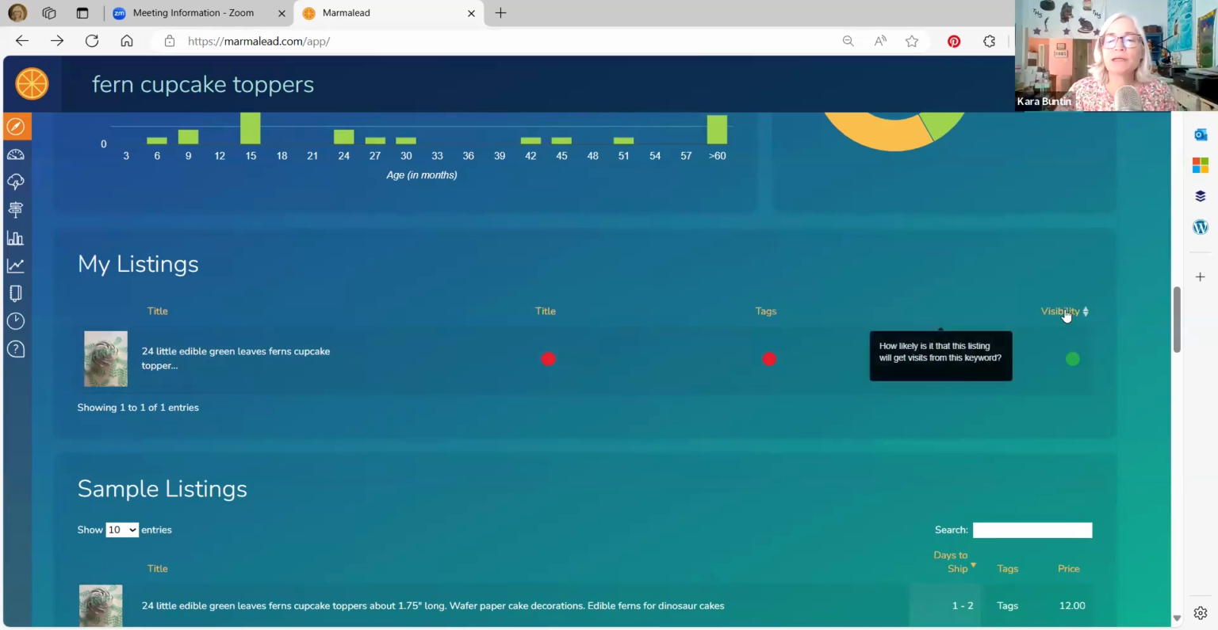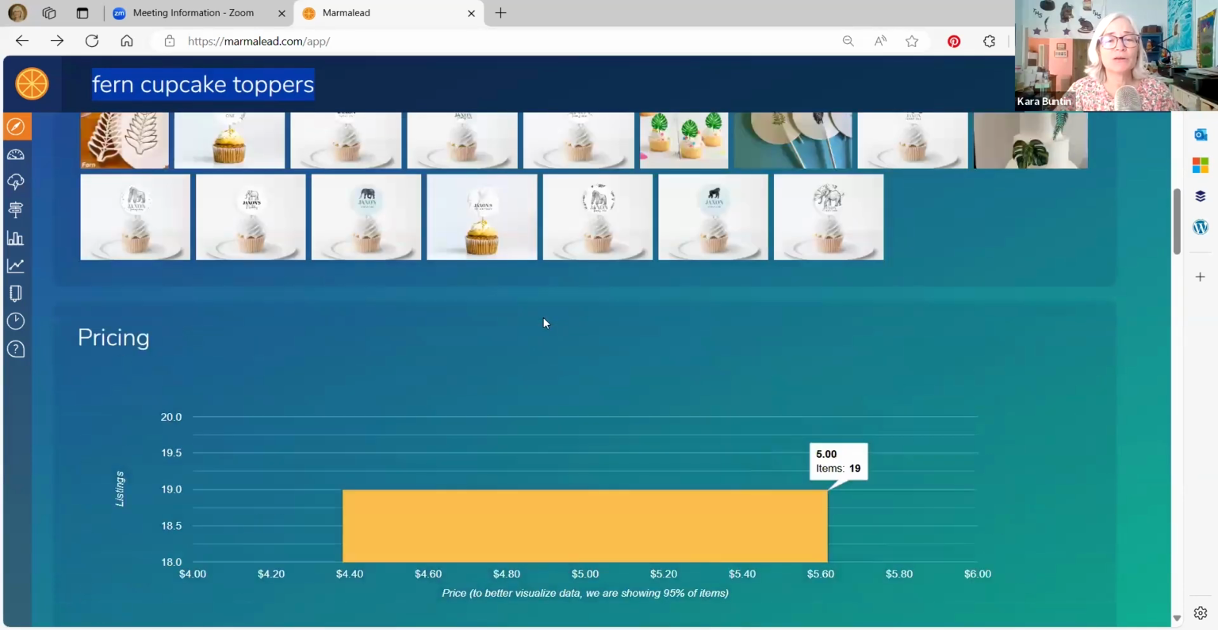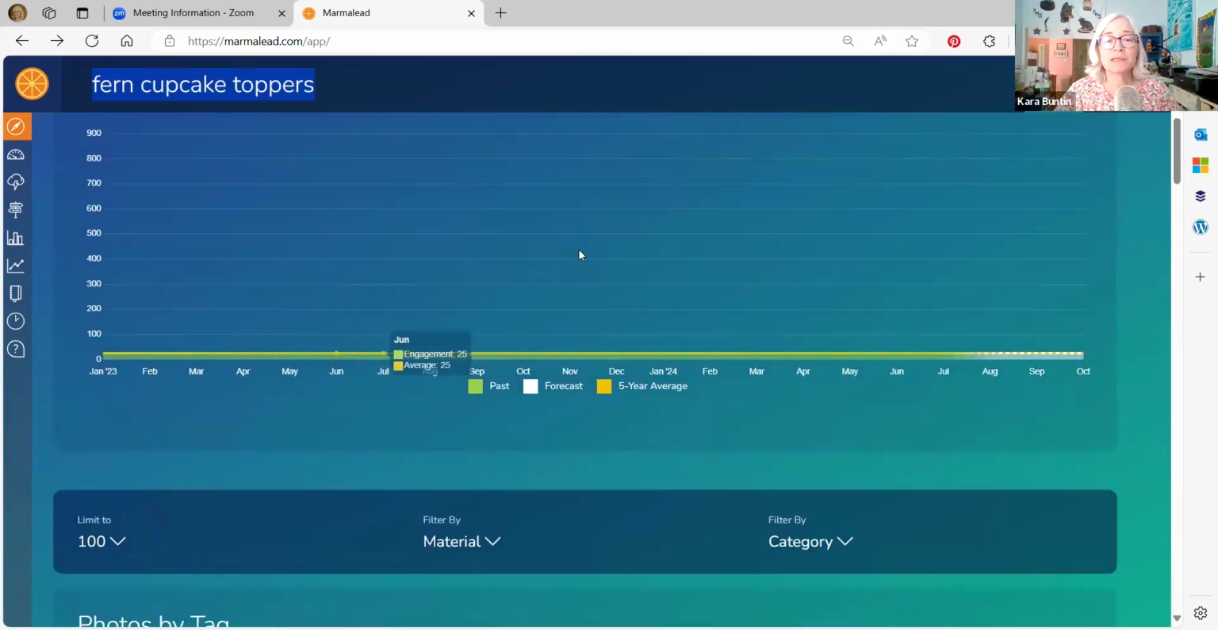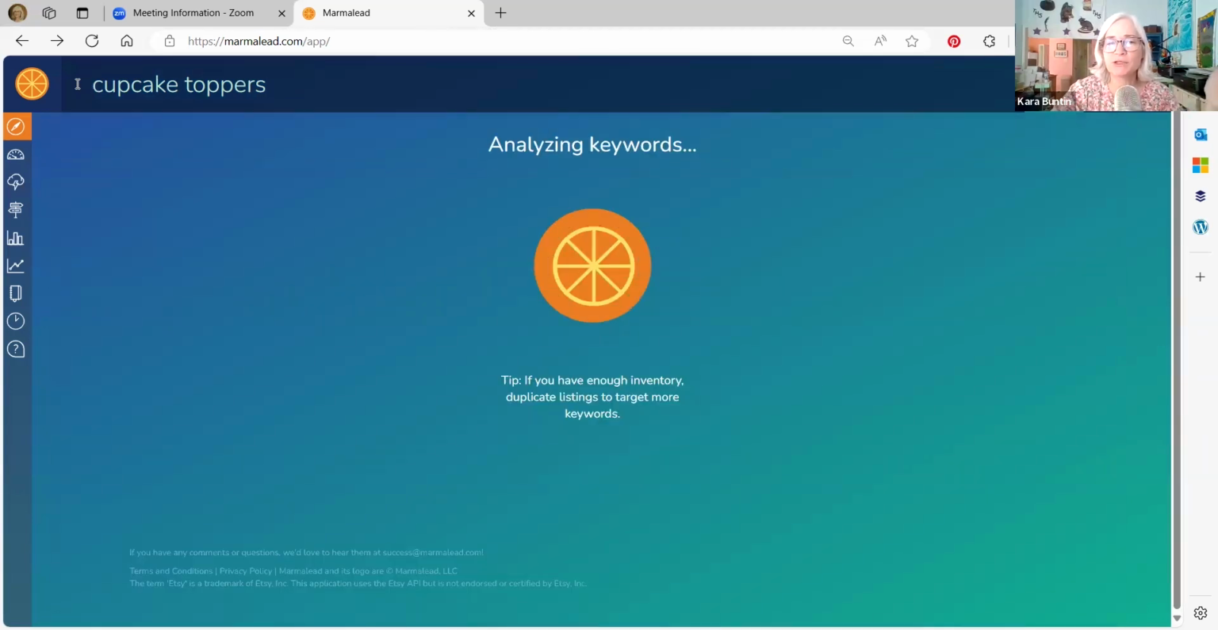And then the visibility, how likely is it that this listing will get visits from this keyword? Pretty good, okay, because this is a long tail keyword. It's very specific, but that probably means that the rest of this doesn't give me a whole lot of information. This doesn't give me any information. So the more specific the keyword, the less information you're going to get from some of these sections and the more you'll get from others.